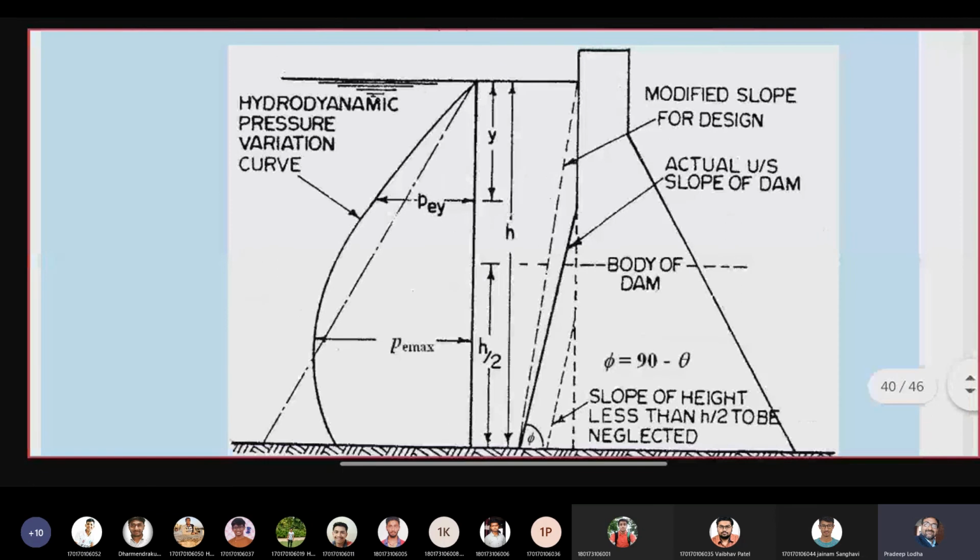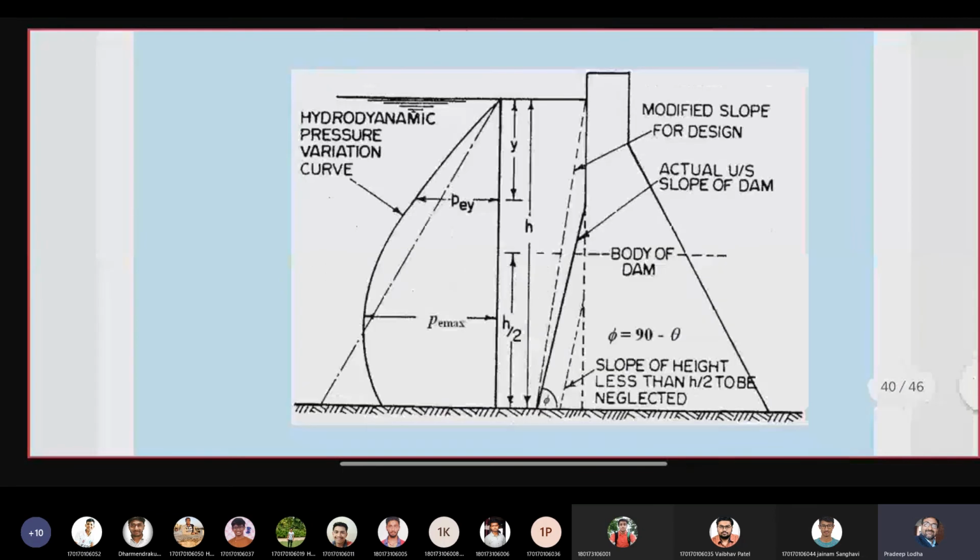Now, regarding the equations we have seen for the total hydrodynamic force and moment about the base of the dam: when the upstream slope is less than half the height of the dam, then we can ignore it.